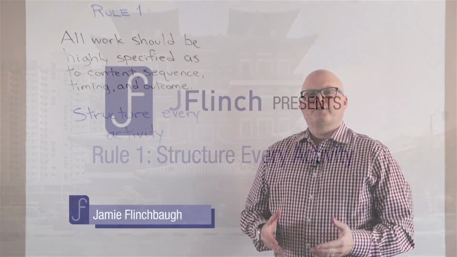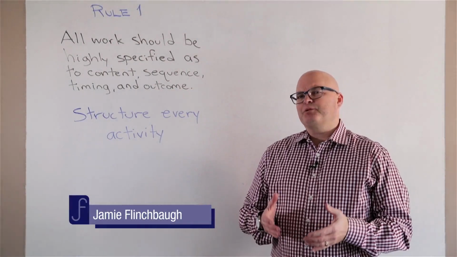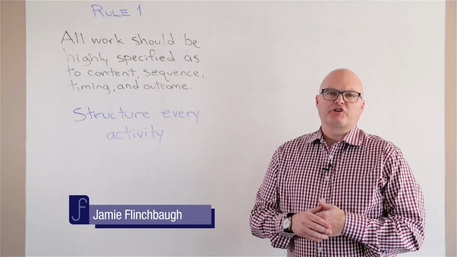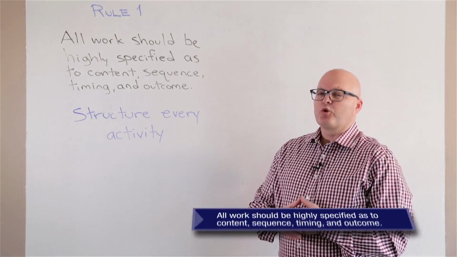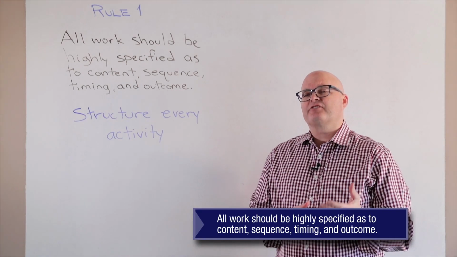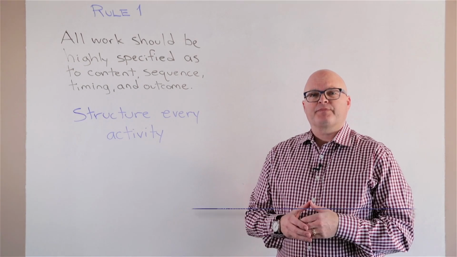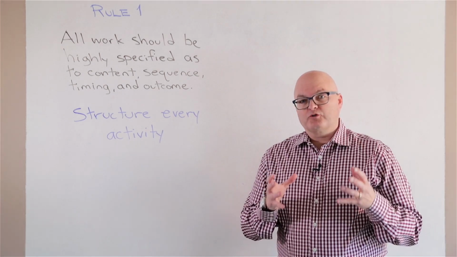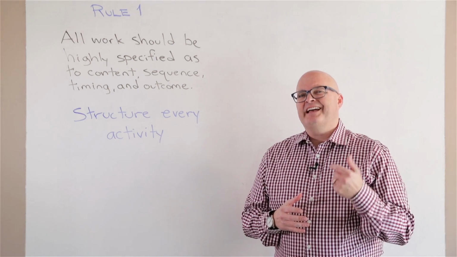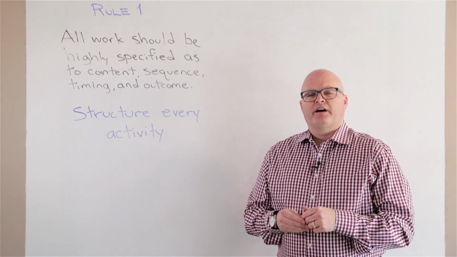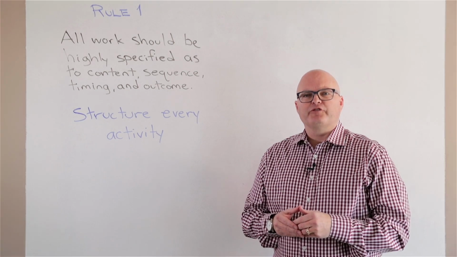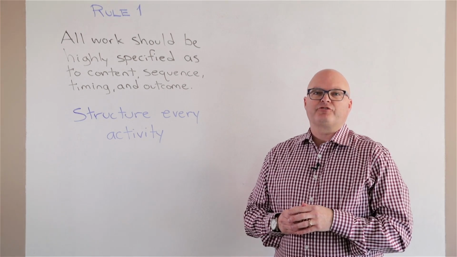In this video, we're going to explore the meaning and application of rule number 1. As Bowen and Spear originally wrote, that rule is all work should be highly specified as to content, sequence, timing, and outcome. Now that's very descriptive of what we're trying to accomplish, but it certainly is an awful lot to remember and internalize. I prefer to summarize that in language that you could probably see yourself using in everyday conversations.